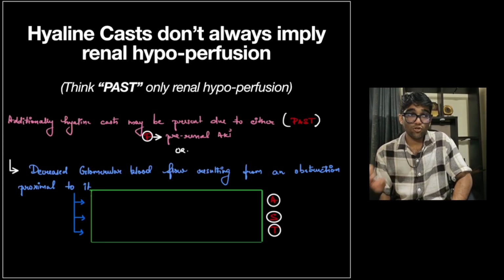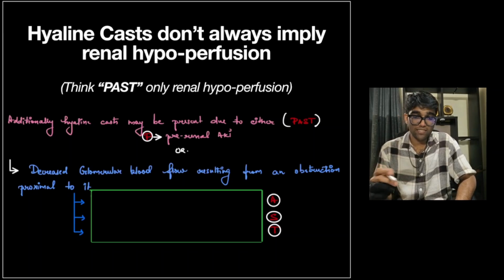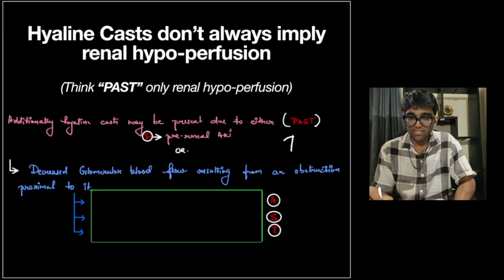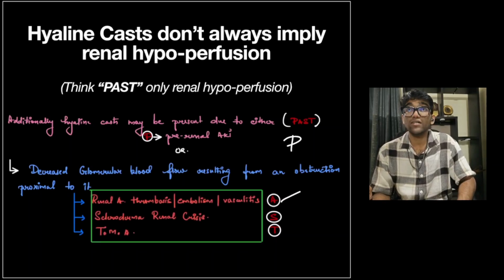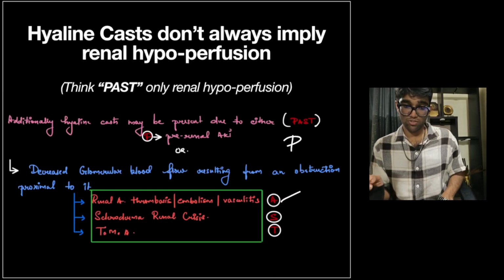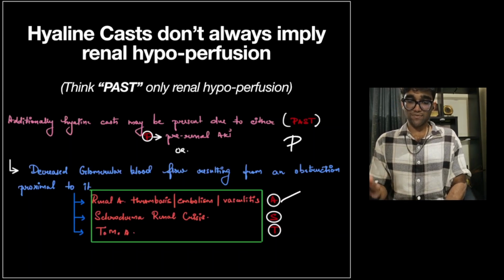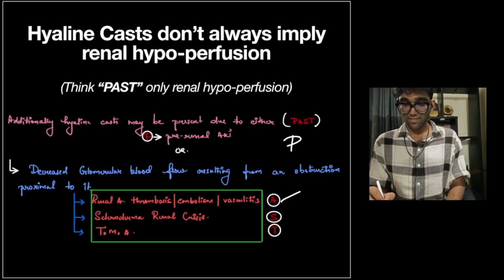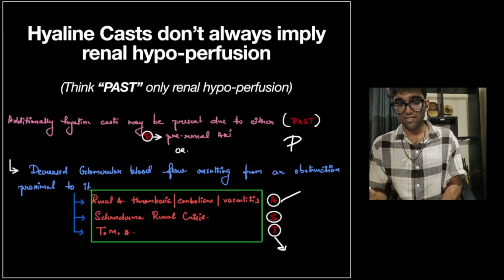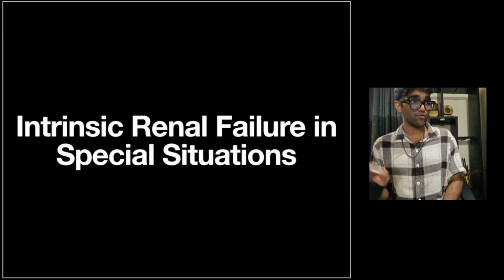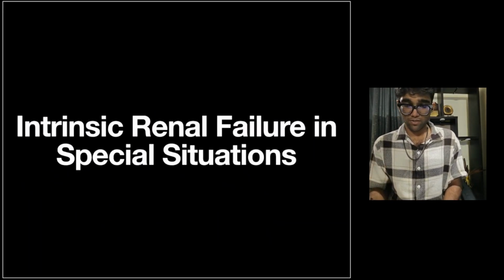Now, hyaline casts don't always imply hypoperfusion. You must think past only renal hypoperfusion when you see hyaline casts. So P just stands for prerenal AKI, but AST stands for A for your renal artery problems, that is thrombosis, embolism, or vasculitis. S stands for scleroderma renal crisis, and T stands for thrombotic microangiopathy. As I discussed, it is more common to have hyaline casts in TMA than it is to have active urinary sediments. That helps you differentiate it from your glomerulonephritis.